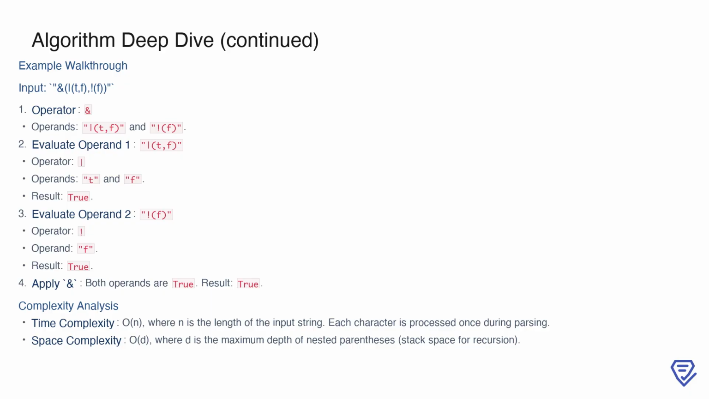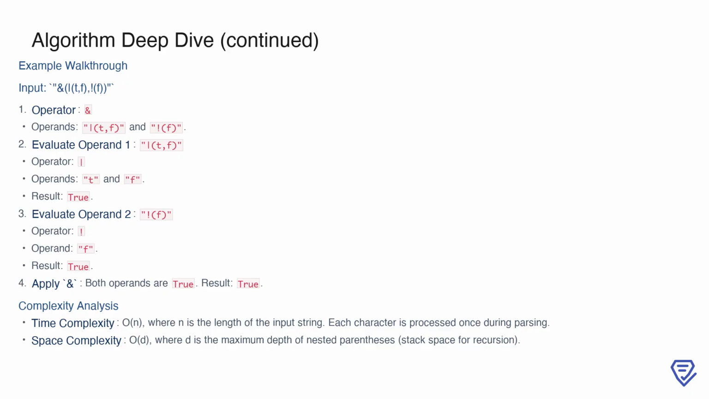The main operator is AND, with two operands, the subexpression T F and the subexpression F. For the first operand, T F, the OR operator is applied to T and F. Since true or false evaluates to true, this operand results in true. For the second operand, F, the NOT operator negates false, resulting in true. Finally, the AND operator is applied to these two results, true and true, which evaluates to true.